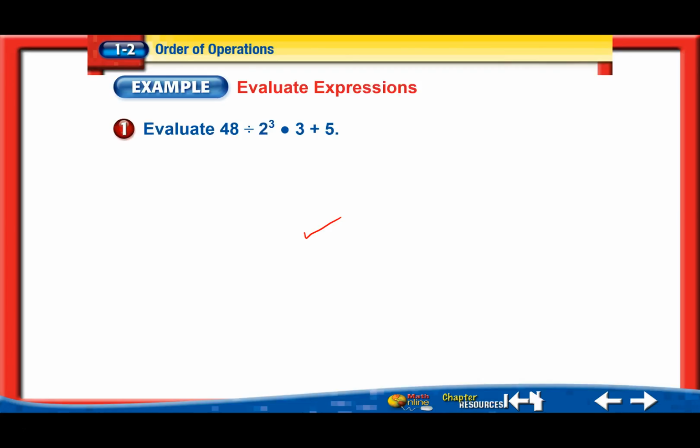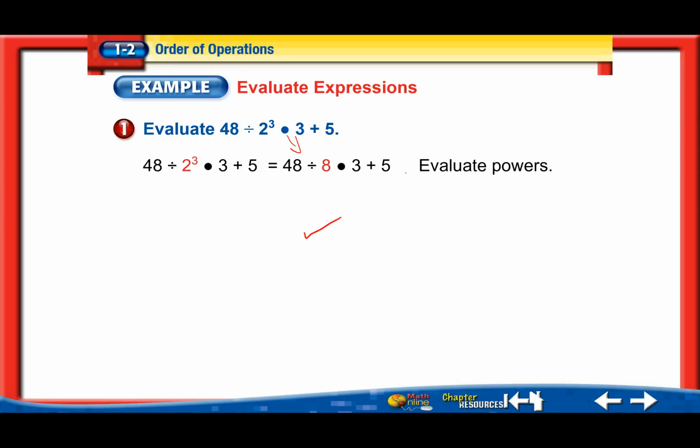Okay, so evaluate 48 divided by 2 to the third power times 3 plus 5. First we're going to evaluate the powers, so 2 to the third power. You guys would probably find it easier to go vertical. I don't know why they always go right and then down. I would just put that underneath it. So 48 divided by 8 times 3 plus 5.